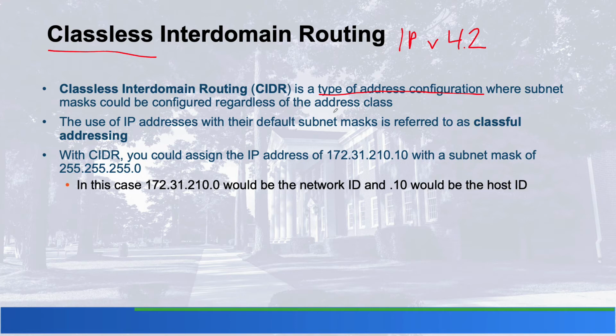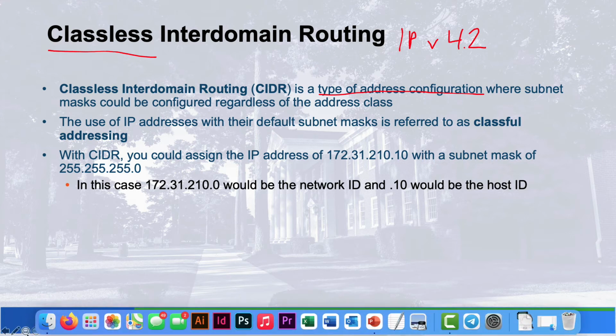So we're throwing away the classes A, B, and C. And what we're doing is we're breaking bigger networks into smaller networks. Let me show you a quick example.